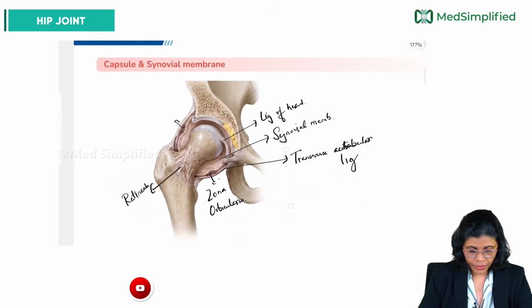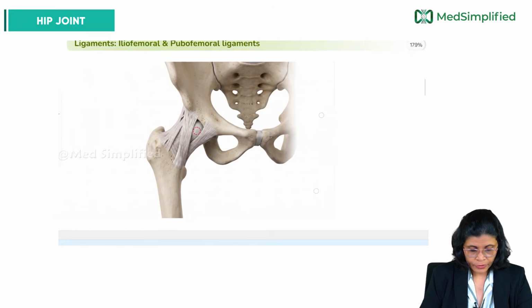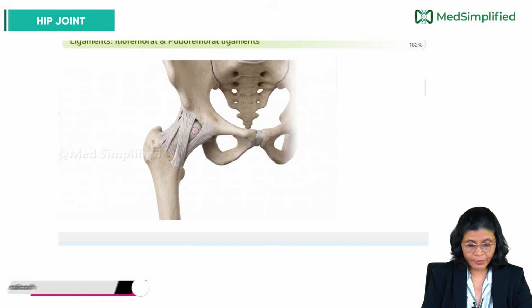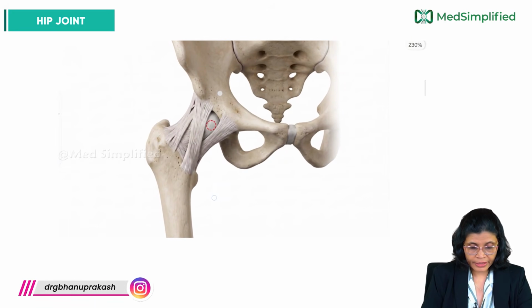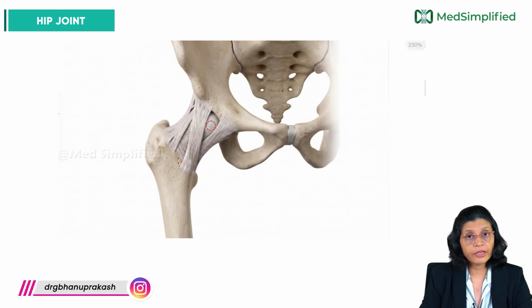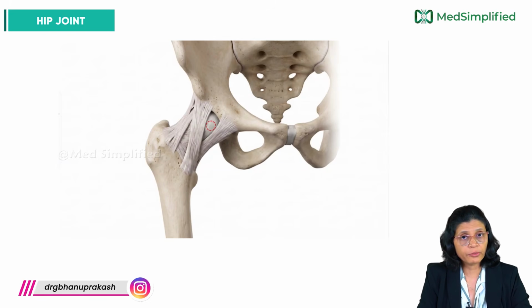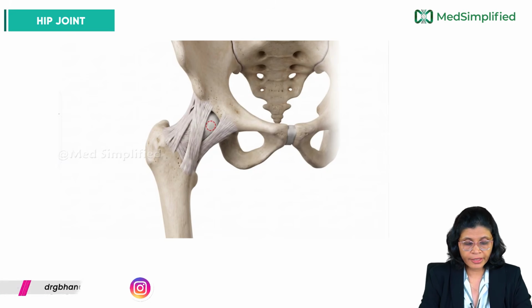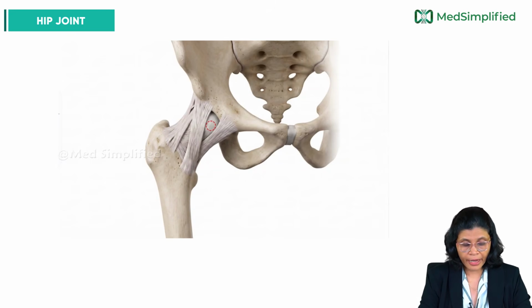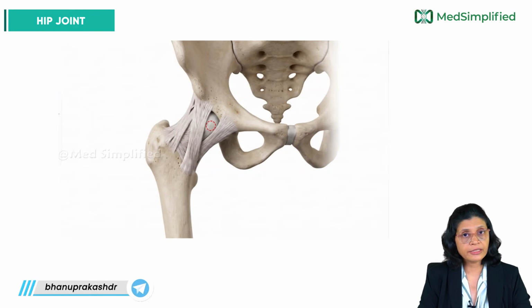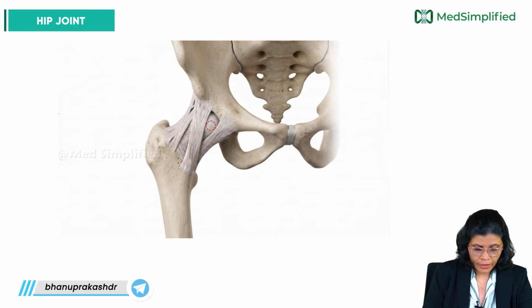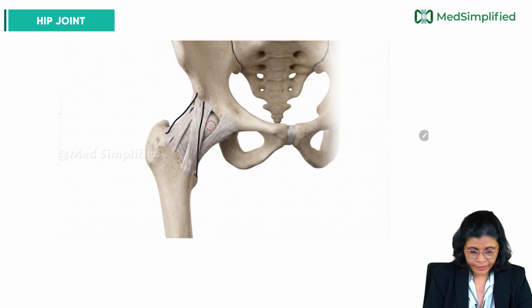Next, let's move on to the ligaments. First, coming to the iliofemoral ligament. The iliofemoral ligament is the strongest ligament of the body. Remember, it prevents our trunk from falling backwards when we stand, so that strong it is. Here, this is the iliofemoral ligament, and it is inverted Y shaped.